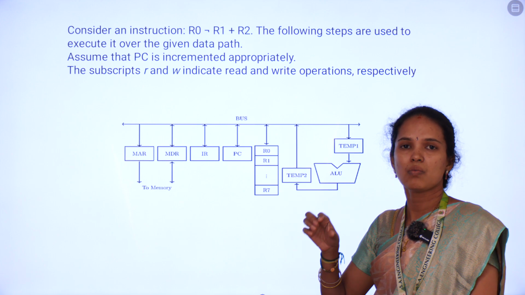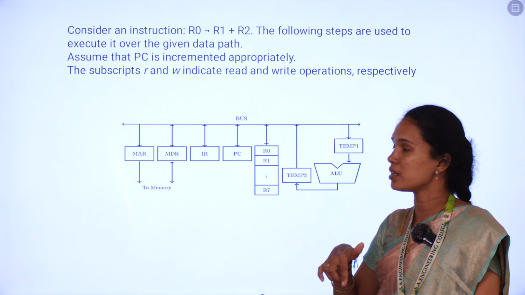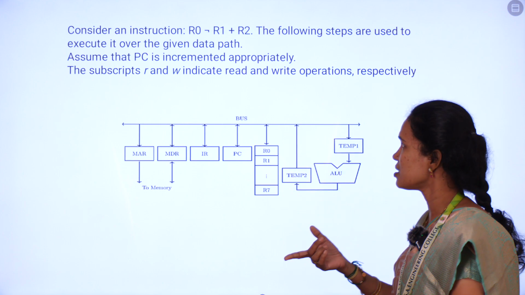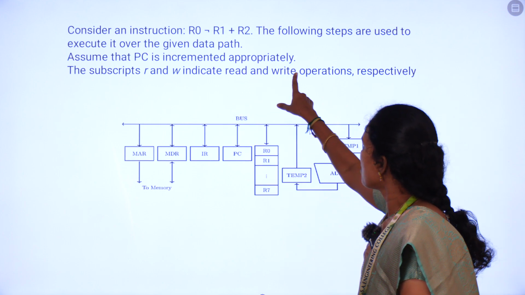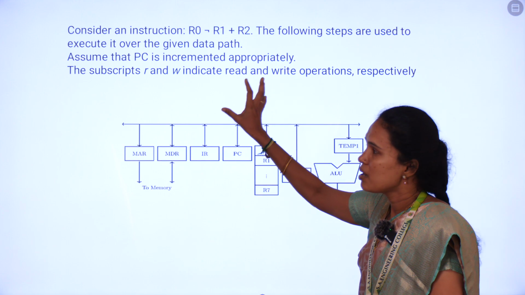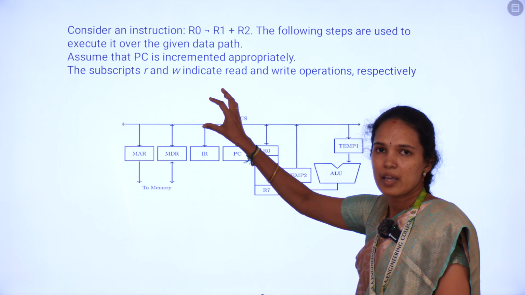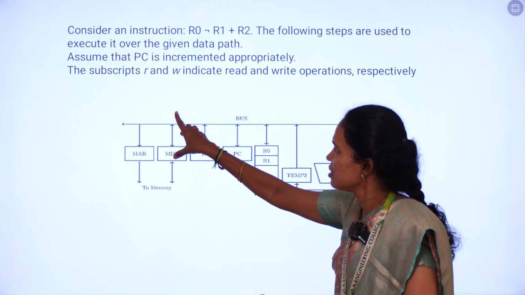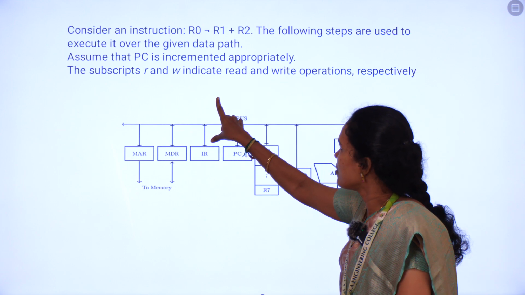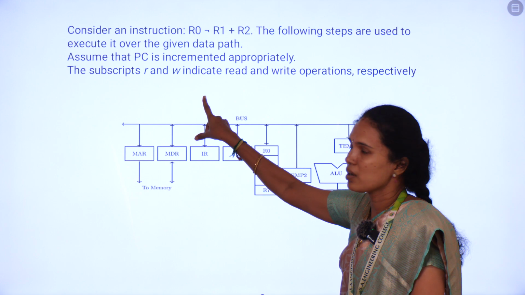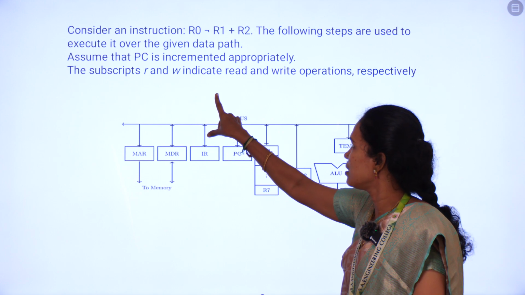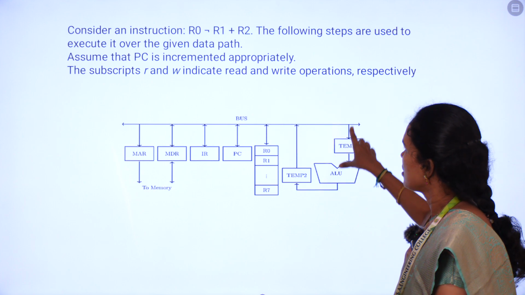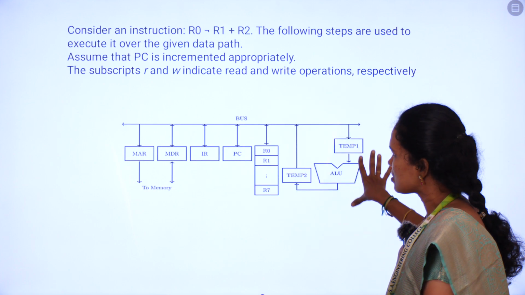The instruction register holds the instruction currently being executed, that is IR. PC holds what is going to be executed next. PC is incremented appropriately, so that means from the beginning itself the program counter is incremented appropriately. That is given in the question. The subscripts R and W are read and write: R is for read and W is for write, indicating read and write operations respectively. So this is the block diagram which is given.